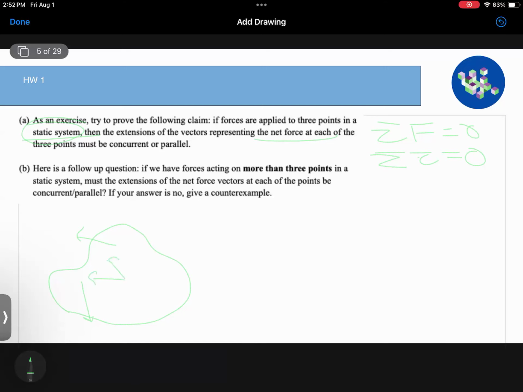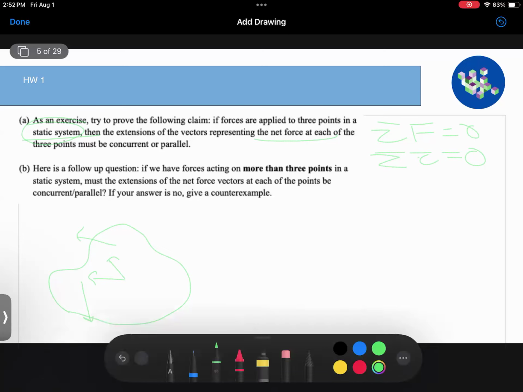Does that mean that we can't apply the theorem we're trying to prove? Well, no, that's not true, because just because you have two forces applied at one point doesn't mean you can't replace them with a single vector representing the net force there. So instead of drawing those two vectors, I can replace them with a single net force vector, which let me draw in red. It's gonna look something like... give me a second.